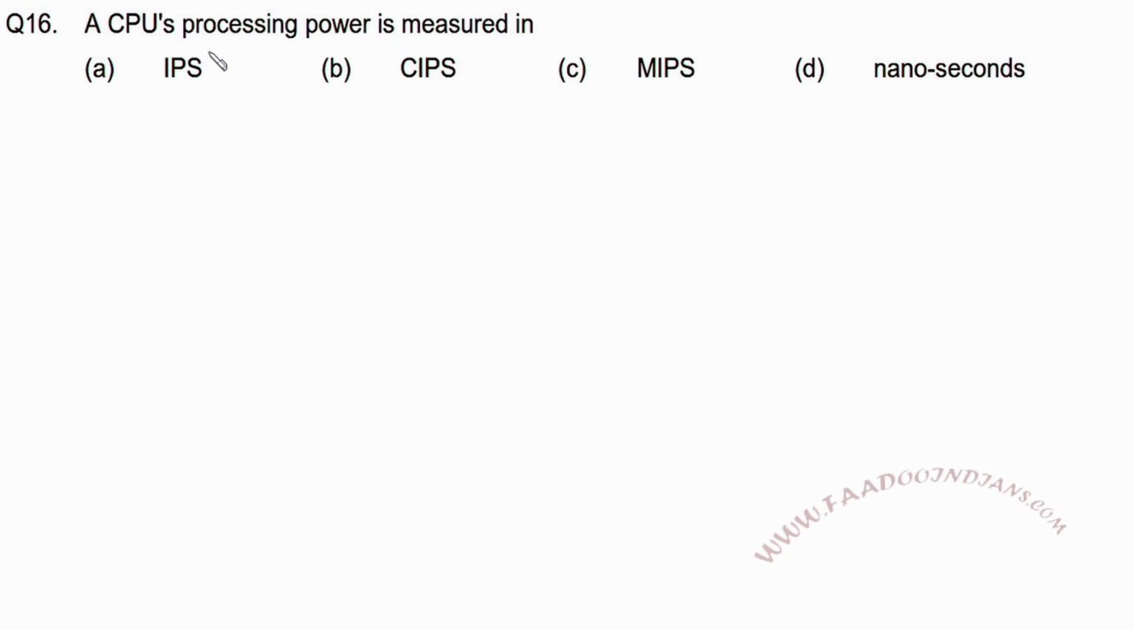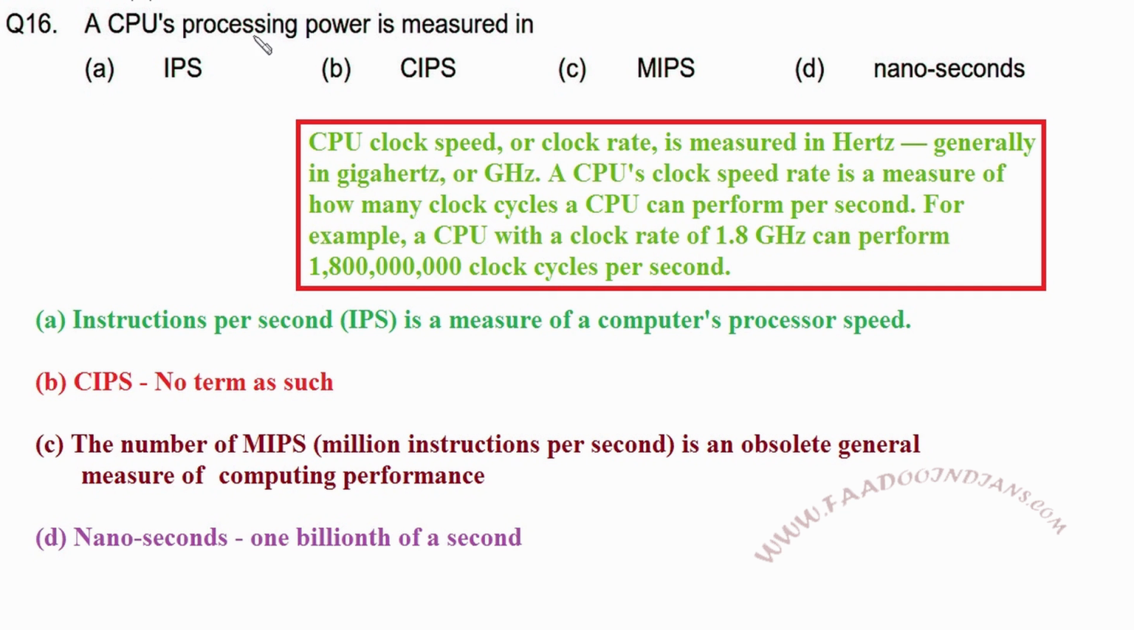16. The CPU processing power is measured in. The answer is IPS, that is instructions per second. Let's define it. We don't use MIPS these days. So CPU clock speed or clock rate is measured in hertz, generally in gigahertz. CPU clock speed is a measure of how many clock cycles a CPU can perform per second. For example, a CPU with a clock rate of 1.8 gigahertz can perform that many clock cycles per second.